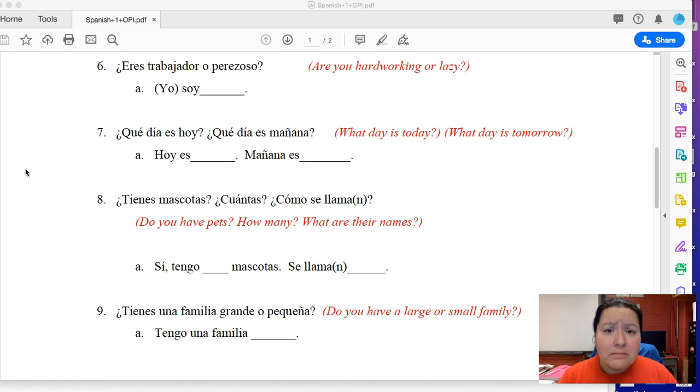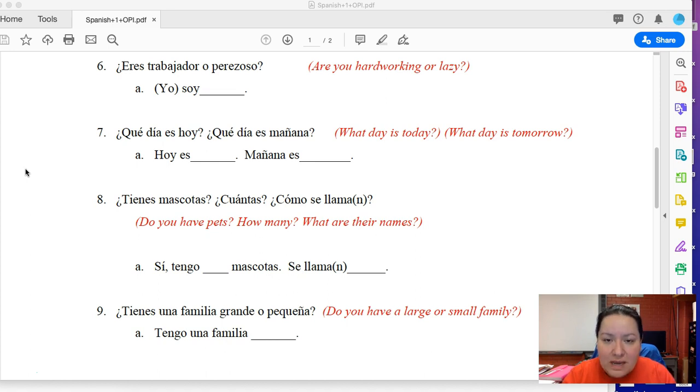Okay. Now the next question. Number eight. ¿Tienes mascotas? Do you have pets? And that question is simply a yes or no. If you have pets, then you would say sí. Now, if you said sí, then I'm going to ask you, ¿cuántas? Or I may say, ¿cuántas mascotas tienes? How many pets do you have? And you would say, tengo, then give me the number and mascotas. However, if you only have one pet, tengo una mascota.